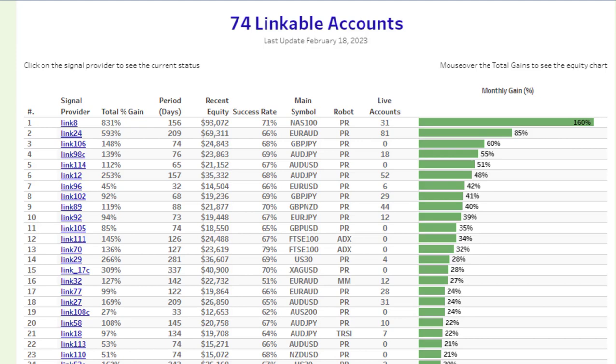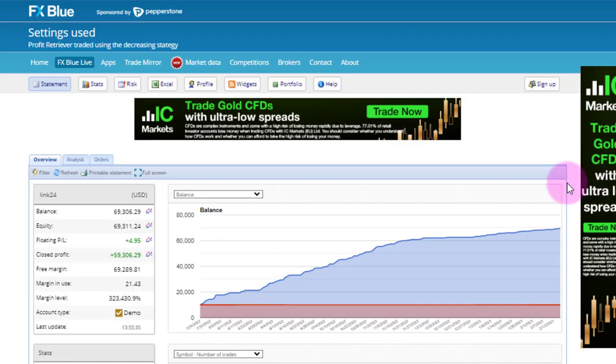Now, the other thing that you need to look at, and I'll just give you a few ideas, is if you look at the FX Blue links there, and let's click on this one. And if we look at the balance graph that you can see here, what you need to be very careful of is look for these periods over here like that when it's absolutely flat. When it's flat like that, it means that the account was in drawdown over that particular period, and it gives you an idea of the drawdown level.